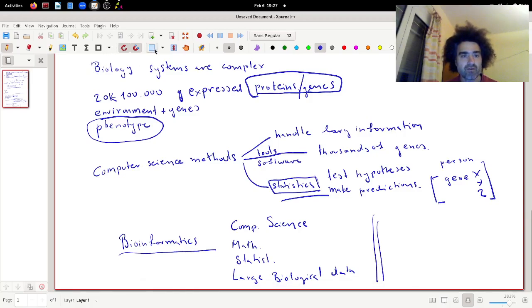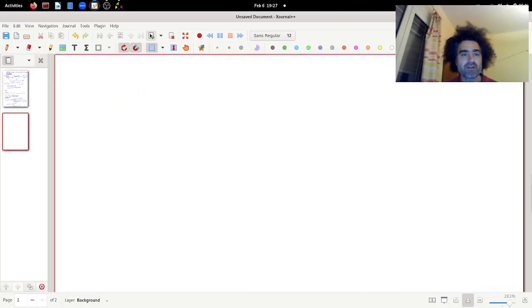However, the story does not end here. After we get the results, we must somehow interpret them. So a second big part is the interpretation of the results.